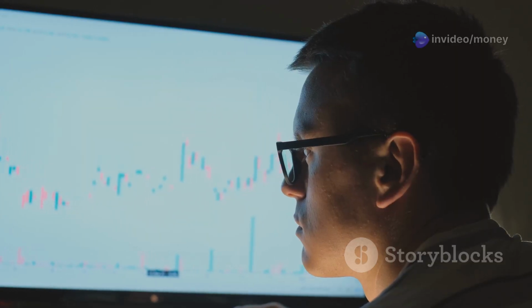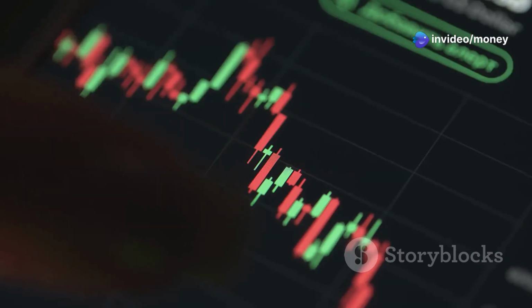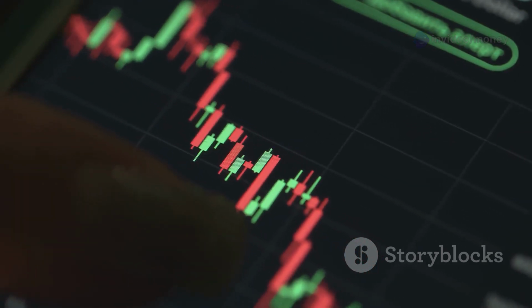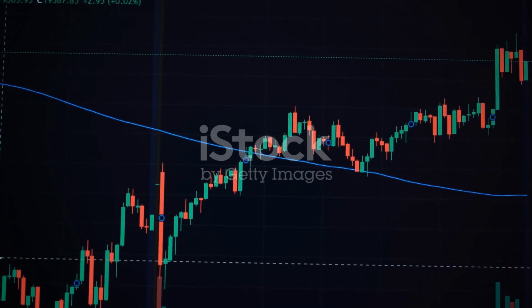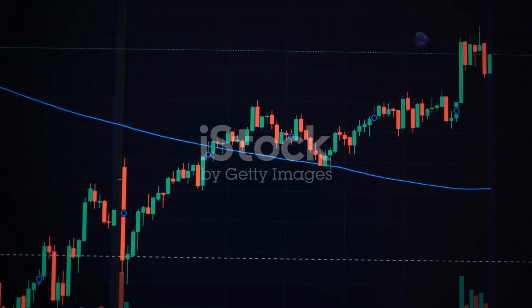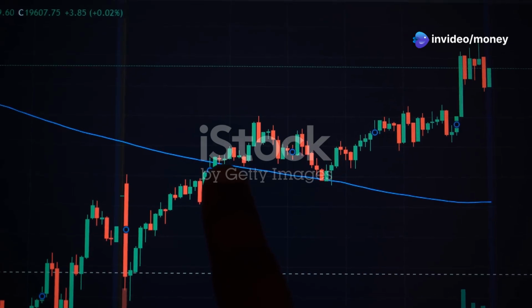Another way to use the ADX is through divergence trading. Divergence occurs when the price of an asset makes a new high or low, but the ADX fails to confirm the move. For example, if the price makes a new high, but the ADX makes a lower high, it could signal a weakening trend and a potential reversal.